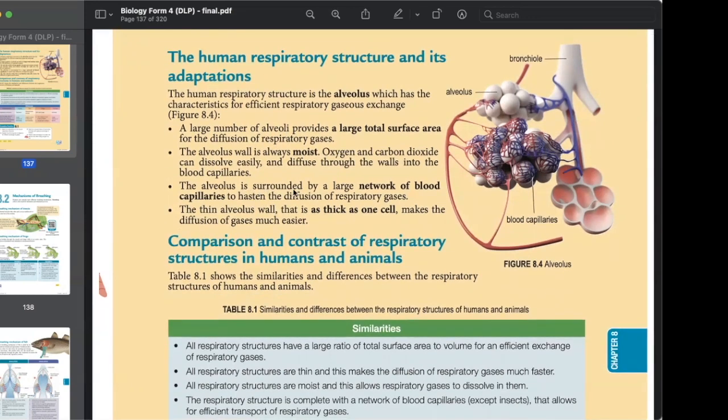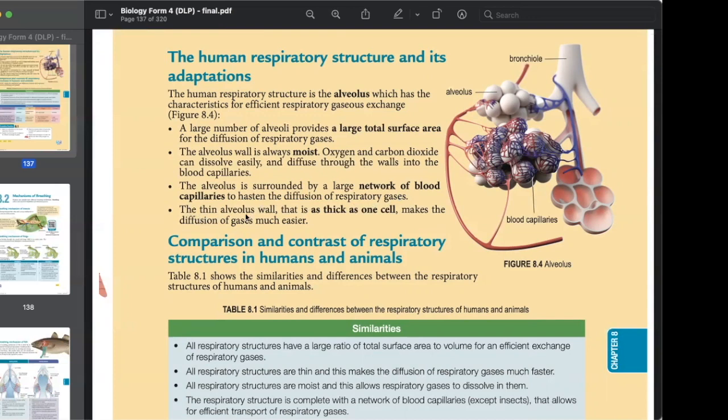The alveolus is surrounded by large networks of blood capillary. Ni awak tengok ni. Ni blood capillary ni. Okay, so alveolus is surrounded by many blood capillary. Why? To hasten the diffusion of respiratory gas. Sebab kita tahu alveoli dia akan bagi oksigen dekat blood capillary. Blood capillary akan bagi carbon dioxide and vice versa.